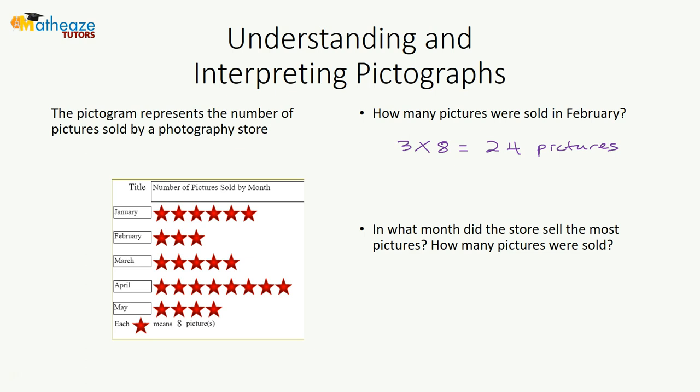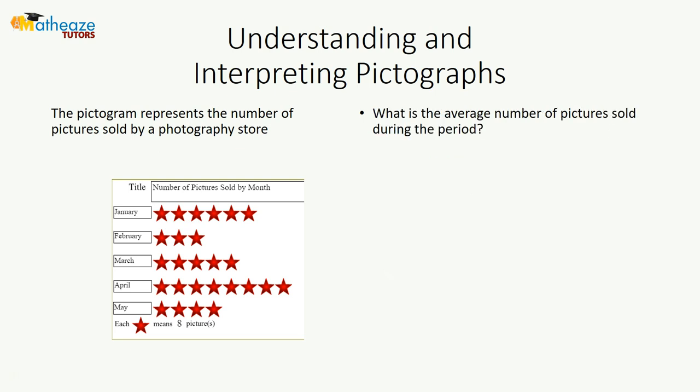In what month did the store sell the most pictures? So we look at the month with the most number of stars. So we look at April. April has the most number of stars, and we can see that we have 8 stars. So the month where the store sold the most pictures is April, and we have 8 times 8, which is 64 pictures.